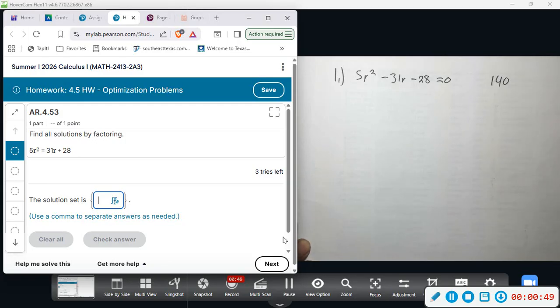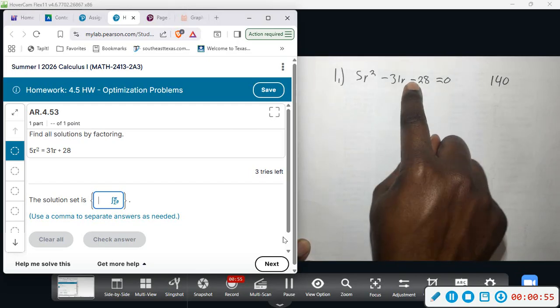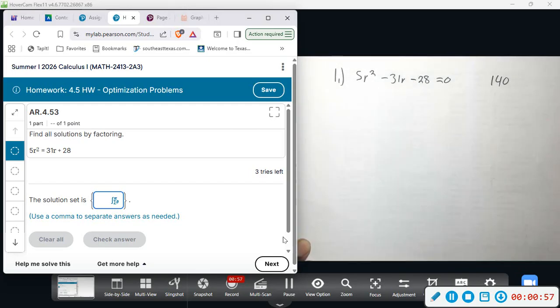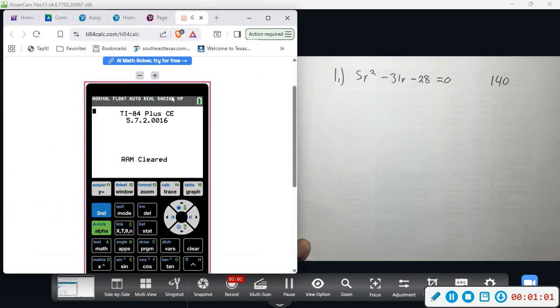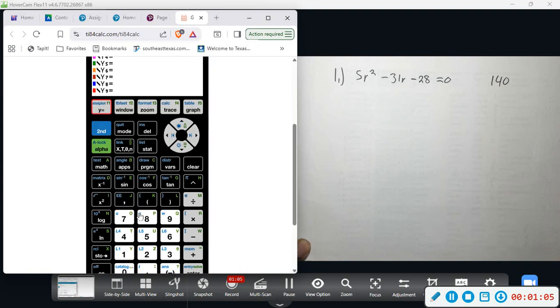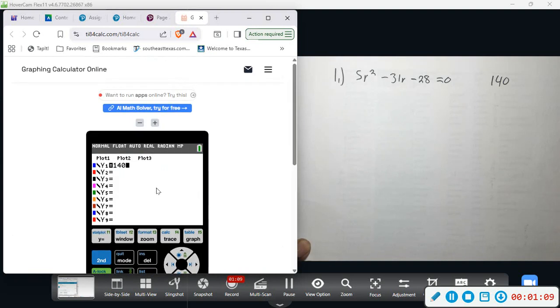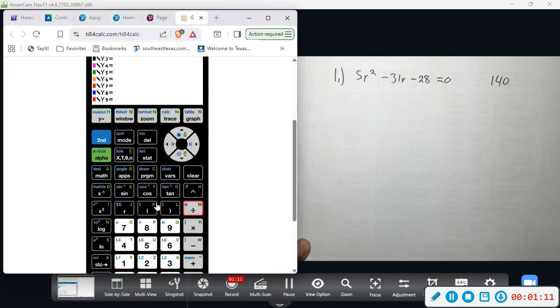Not really focused on the sign. I'm going to list all the factors that multiply to be 140, looking for numbers that subtract and give me 31. Alright, so I'm going to use just the calculator to speed that process up. So I'm going to go to y equals. I'm going to type in 140, and then we're going to divide that by x.